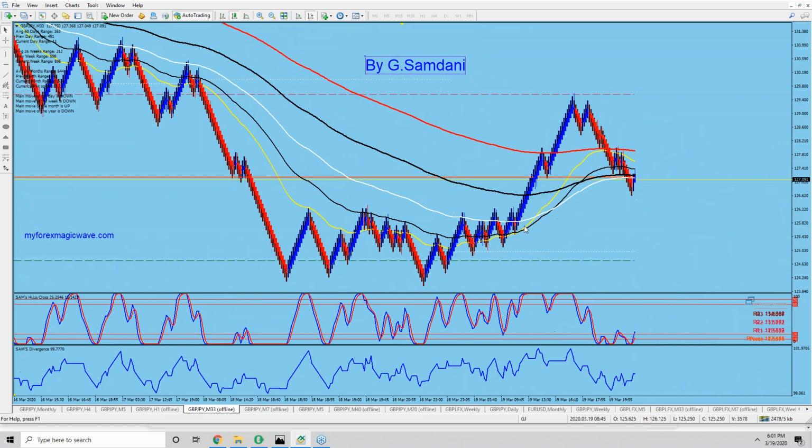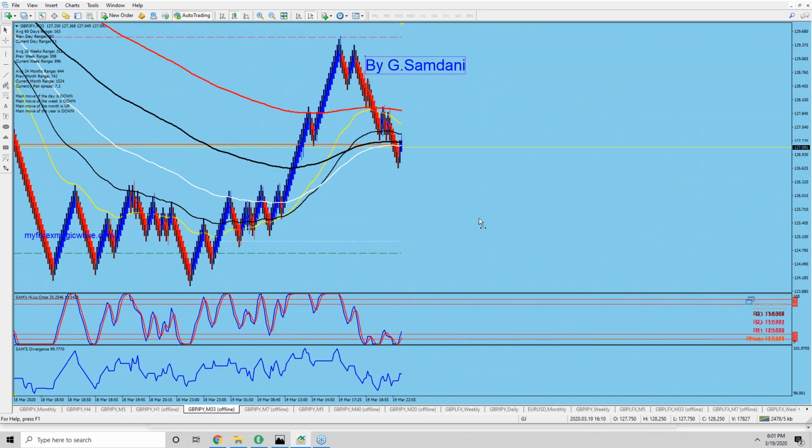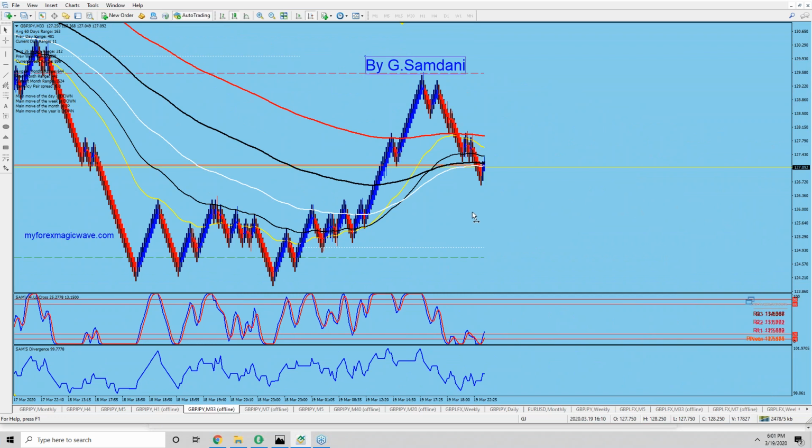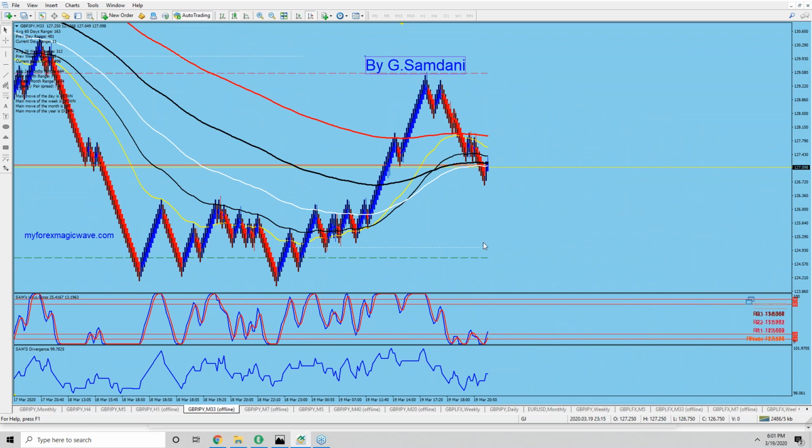Euro Aussie, I just showed you. Today it dropped, it moved almost 1800 pips, 1770. Big move. So that's what's happening. Be careful.